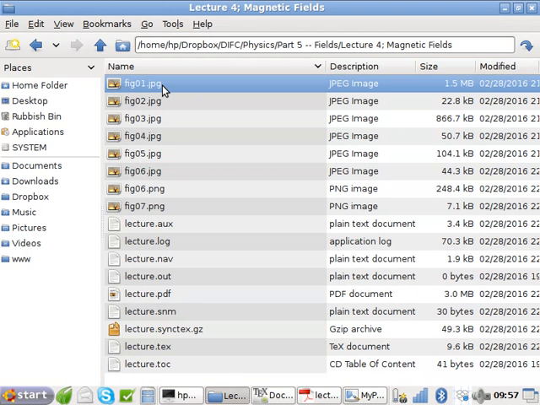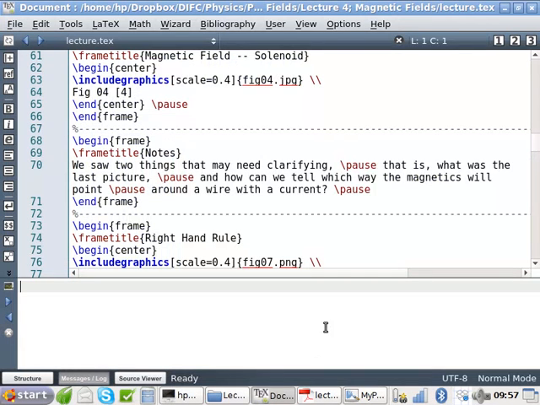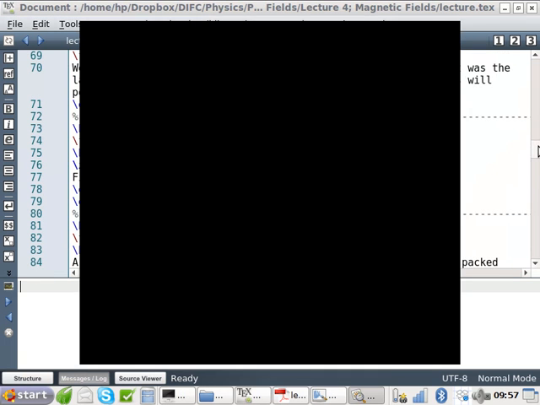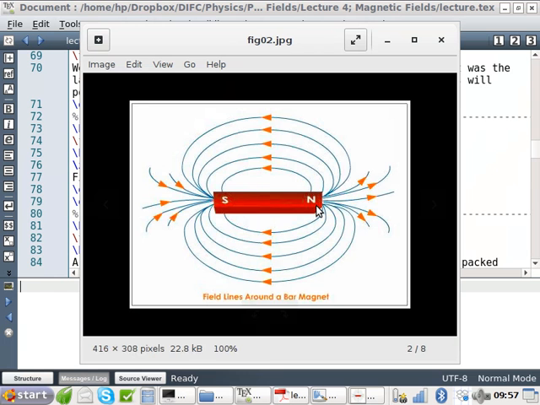Picture 1. I must have deleted it or not put it in properly. I see I have 6 twice. Let me just have a look here. I can get it. 4, 3. Rats, I didn't save it. Come on.